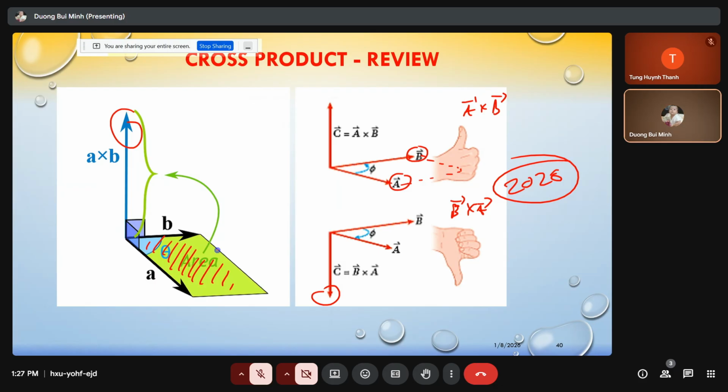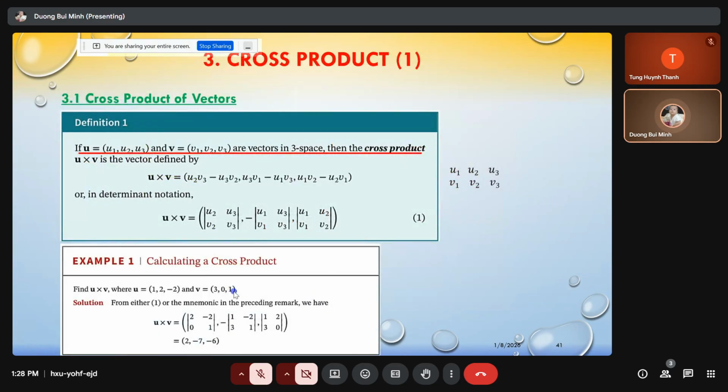Okay, what is this? This one we say vector space. The vector space will contain vector A and vector B, which is vector space. Now we have the definition of cross product.